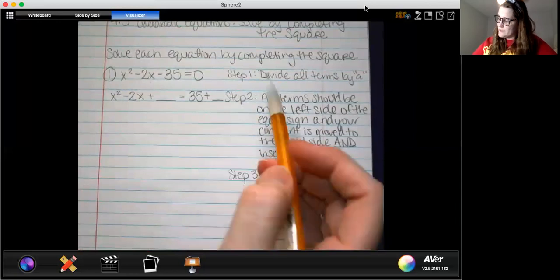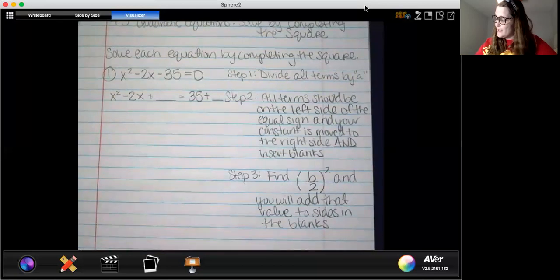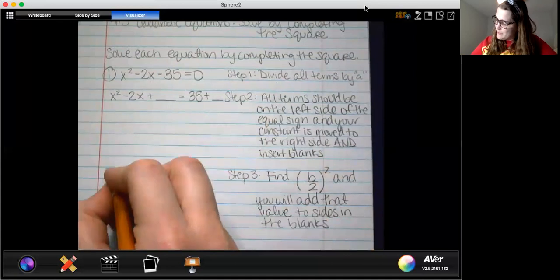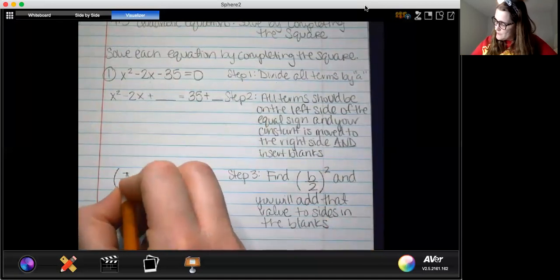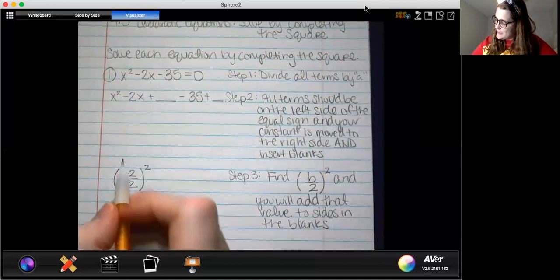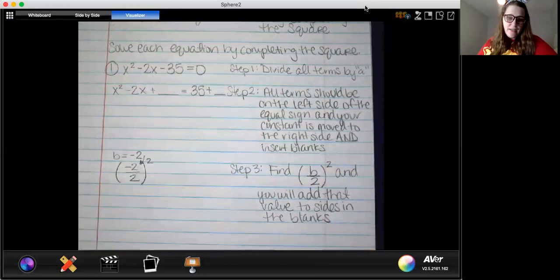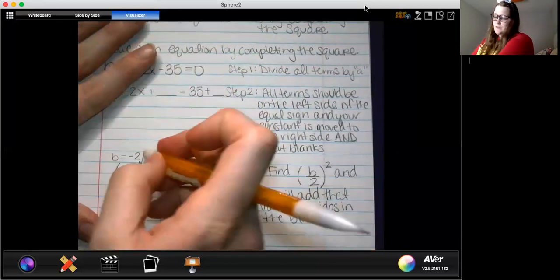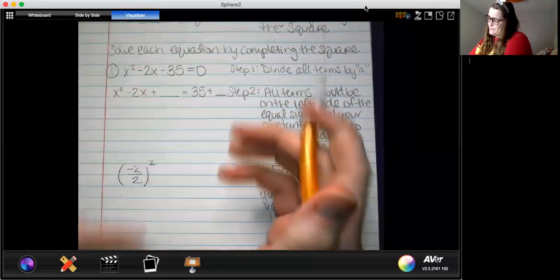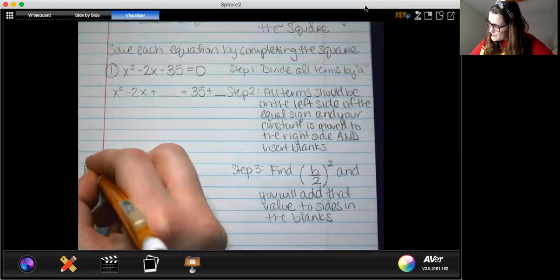So I'm going to follow the steps like this. It's going to waste a lot of space on number 1, but I think it's easier to see visually what the step is. So step 3 is we're going to have negative 2 divided by 2, quantity squared. My b was negative 2, so that's how that got inserted in here. So b equals negative 2, and that's how we got that.